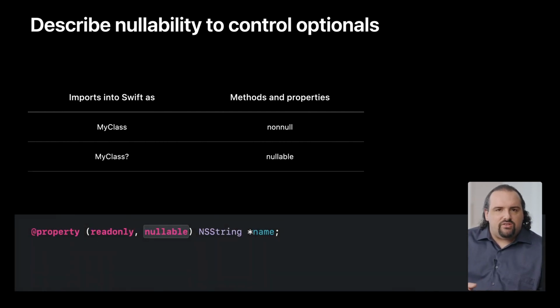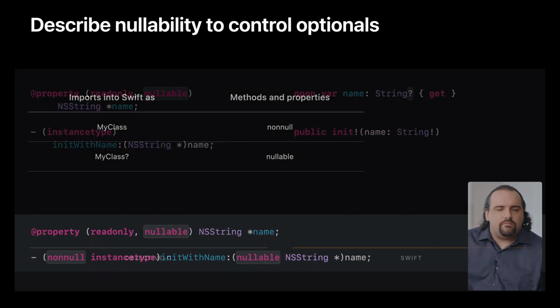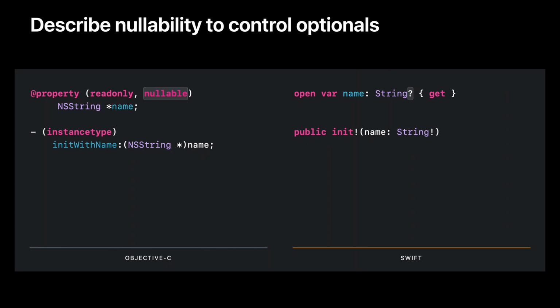You apply these annotations by editing your Objective-C header files. In a property, the annotation goes in the list of the property's attributes. In a method parameter or result type, it goes right before the type's name. So, let's say you're starting with this name property. You decide that instances of this class may not always have a name, so you add the nullable annotation, and the type in the generated interface changes to optional.